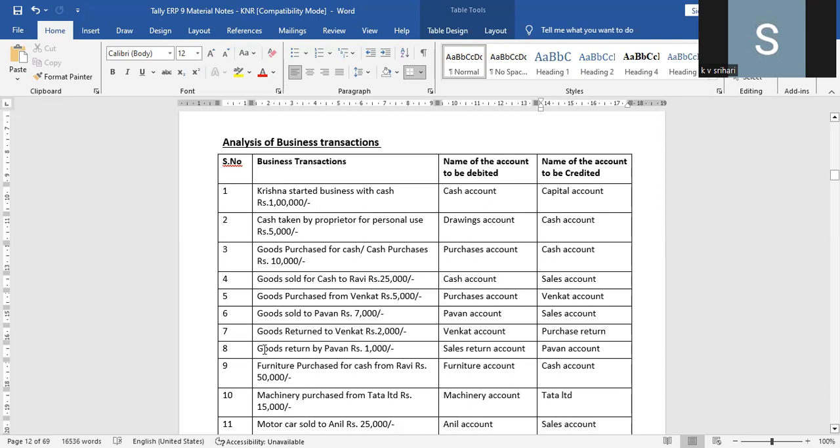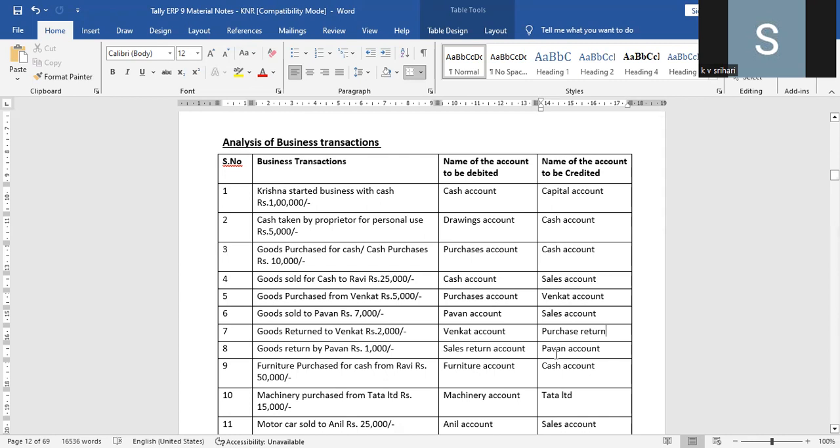Goods returned by Pavan. Here, who will return the goods? Pavan is returning the goods to the company. So now the company is receiving the goods from the customer. Pavan is a customer. Is the customer a giver or receiver? Giver.